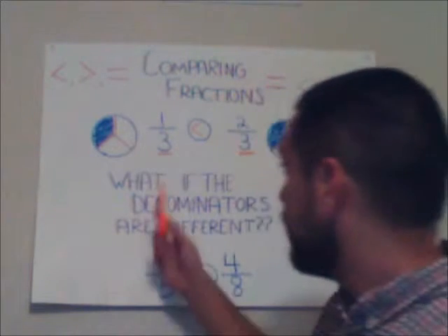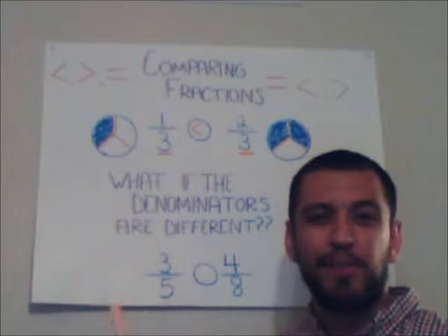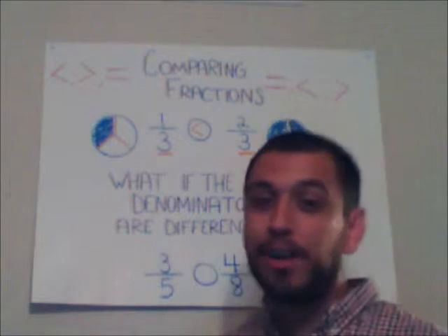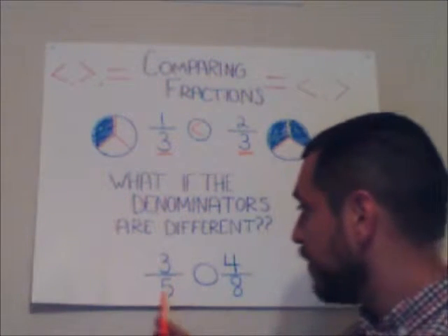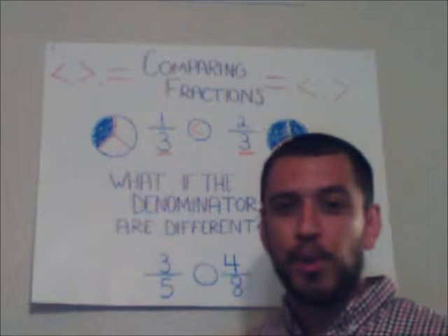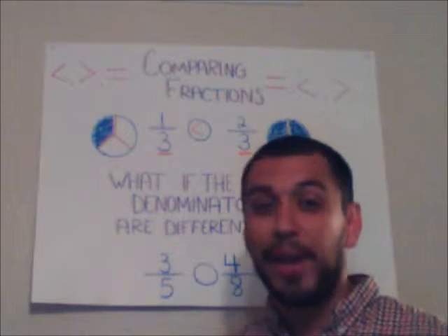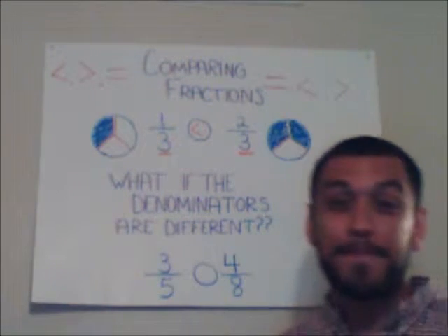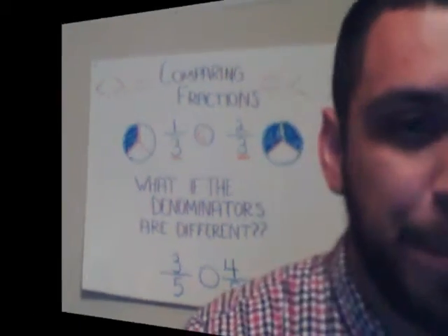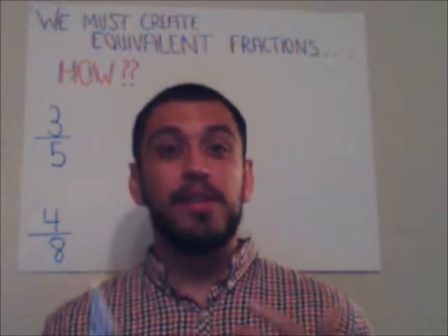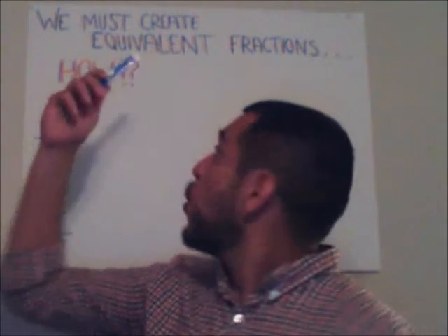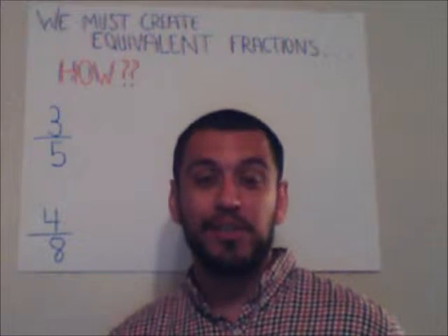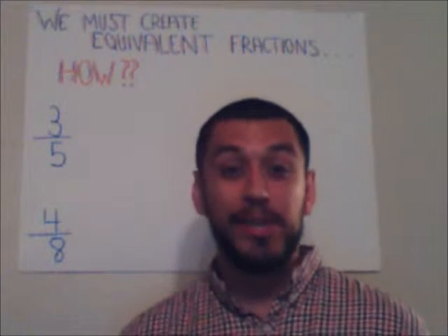What if the denominators are different? Okay, it's much harder to visualize 3/5 or 4/8. So how do we do that? How do we compare these fractions that have different denominators? All right, guys. Well, to answer that question is we must create equivalent fractions. Okay. Now, how are we going to do this?